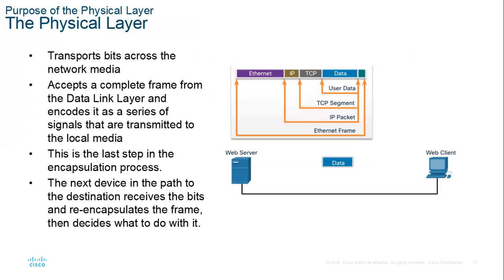The physical layer transports bits across the network media. It accepts complete frames from the data link layer, which is layer 2, and encodes them. Don't forget, we talked about data encapsulation and de-encapsulation. So the data from the physical layer is being wrapped into the data link layer and moved up the ladder, up to the very last, the application layer.